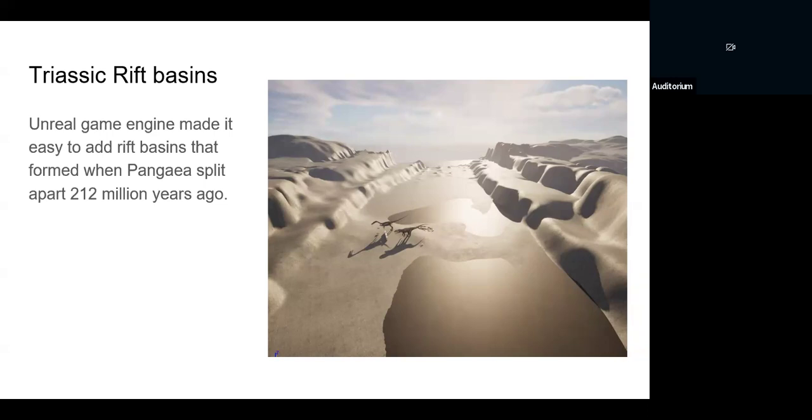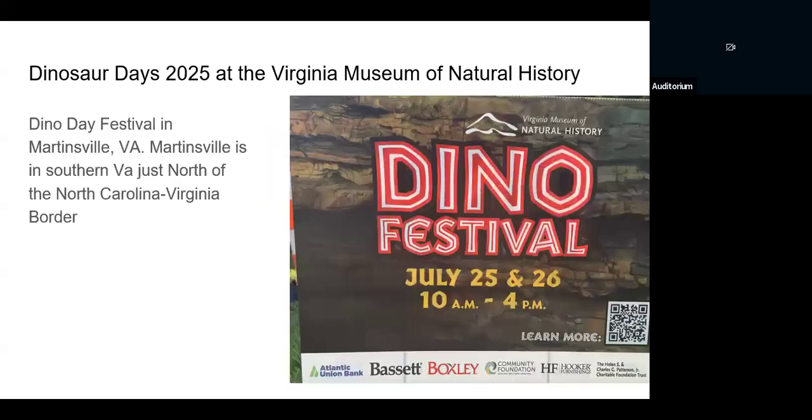As North America and Africa started to pull apart, you get these rift valleys that are forming. You form sort of horst and graben features, and that was really easy to model in Unreal. And then I put in some lakes, and here are some of the phytosaurs and Coelophysis that are in there. So I got a really good graphic representation of what the Triassic was like.